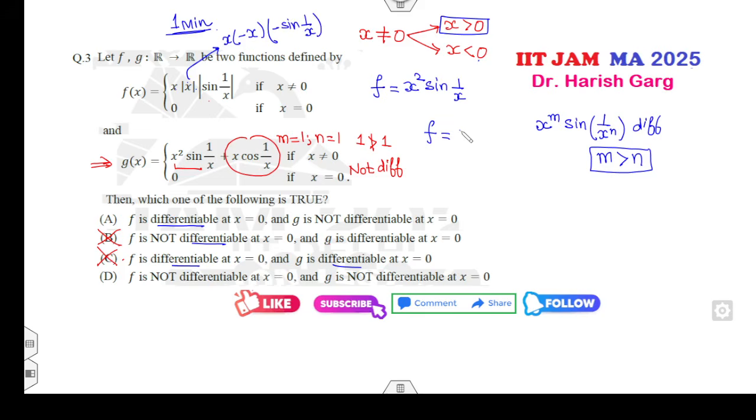So then again you can see this is my x square sin. So now you can see m is greater than 1. So yes, f is differentiable. D option cancel. A is the right answer of the problem. You can see it's a Math 2025 paper, and how many seconds are needed? Only a maximum of 1 minute time period.